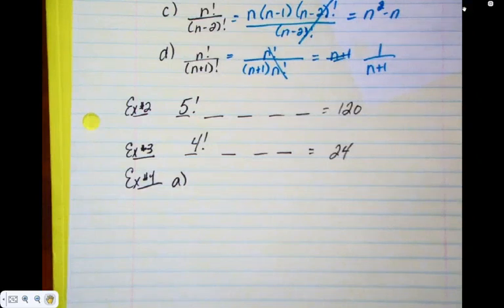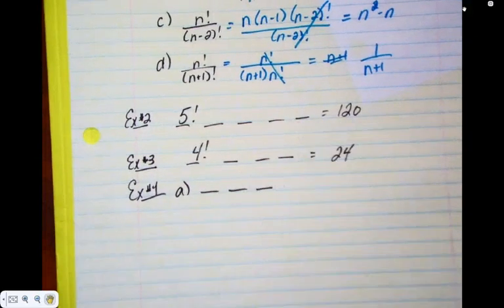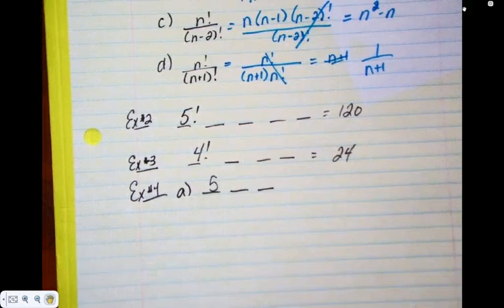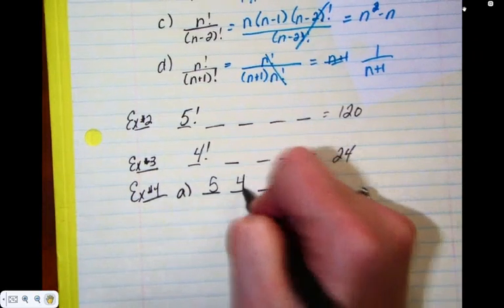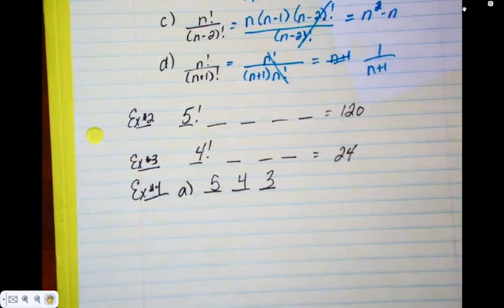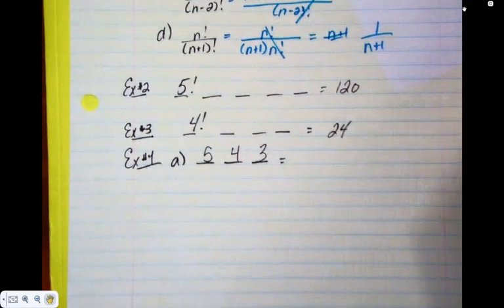So we have 3 and we have 5. How many blanks do we put out? Choices for the first blank. Choices for the second blank. Choices for the third blank. Why didn't I just write 5 factorial? It doesn't go all the way down to 1, so this one you need to fill in to show me what you're multiplying. A 5 times a 4 times a 3.